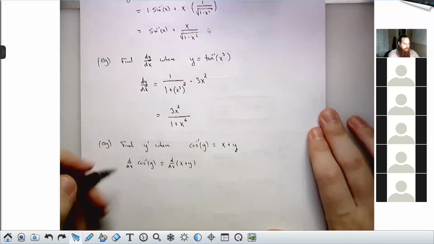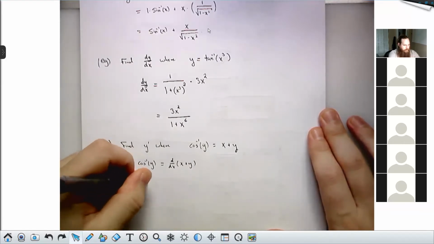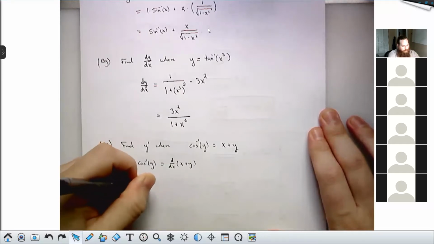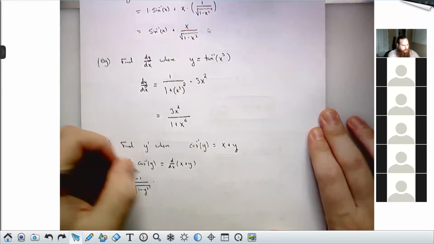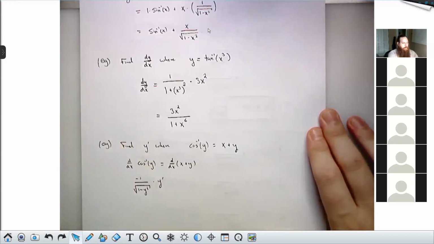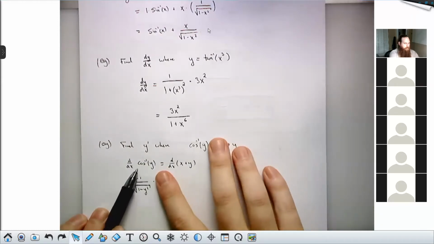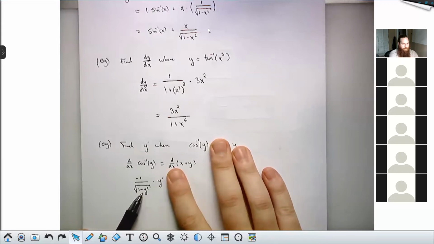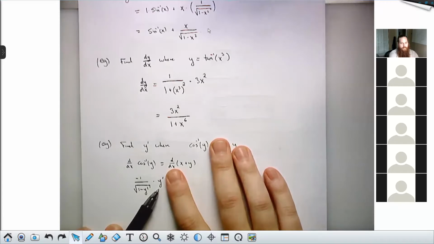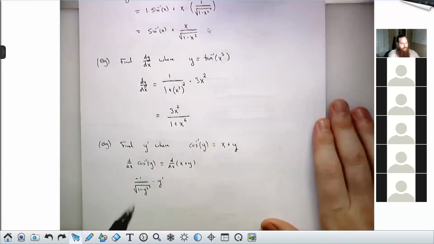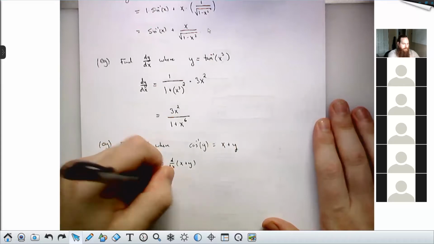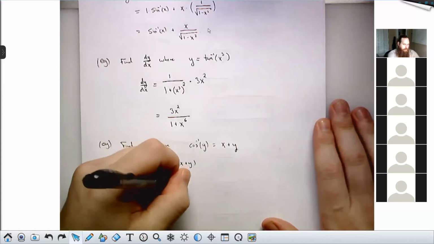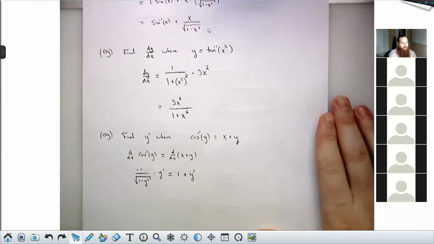On the left-hand side, the derivative of the inverse cosine of y is -1 over the square root of 1 minus y squared, times y prime. The derivative of the outer function is this, and I've left the inside alone, and then I multiply by the derivative of the inner function. Same chain rule stuff, same implicit differentiation stuff we've always been doing. And then on the right-hand side, the derivative of x is 1, the derivative of y is y prime.